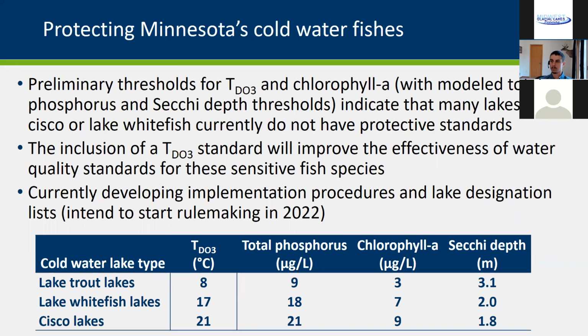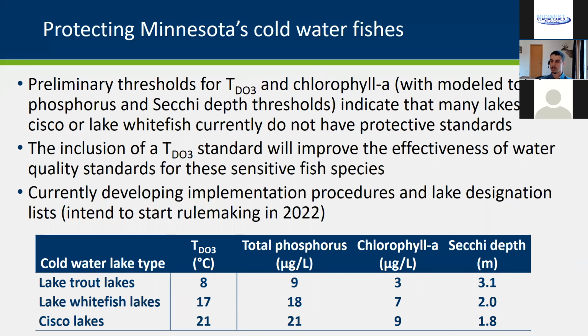So just to wrap up here, we've got some preliminary thresholds for TDO3 and chlorophyll-a, and then of course model the total phosphorus and Secchi depth from those chlorophyll-a values. They indicate that we do have quite a few lakes, at least about 170, that don't have protective standards. In addition to that, we don't have something like an oxythermal habitat standard, something like the TDO3, to really measure directly if there's sufficient cold water habitat for these fish species to survive.